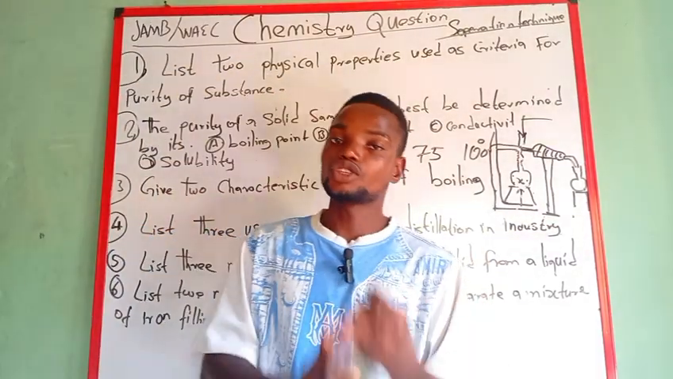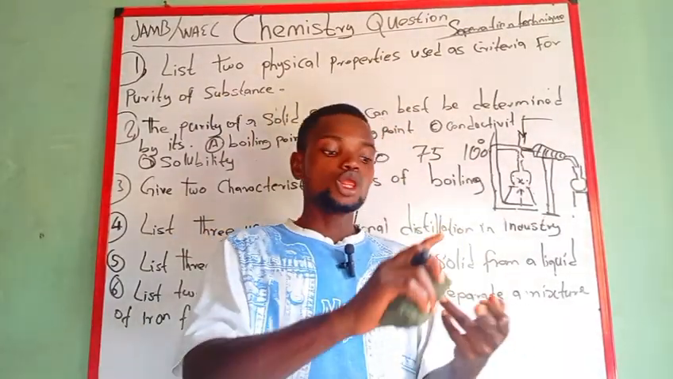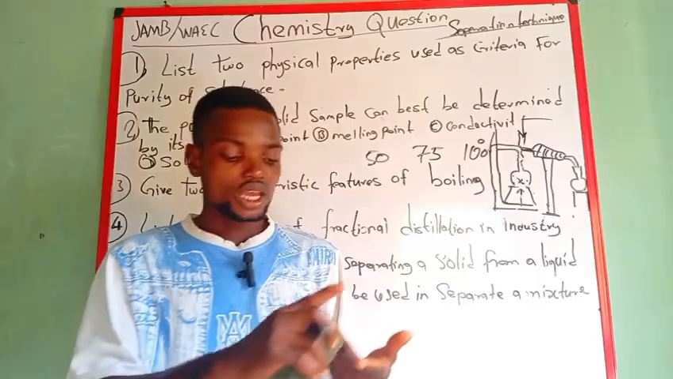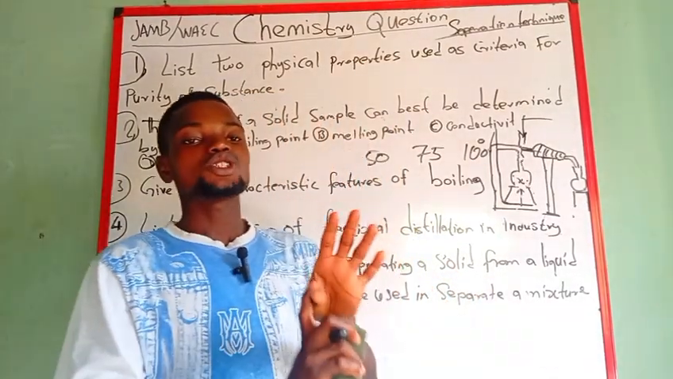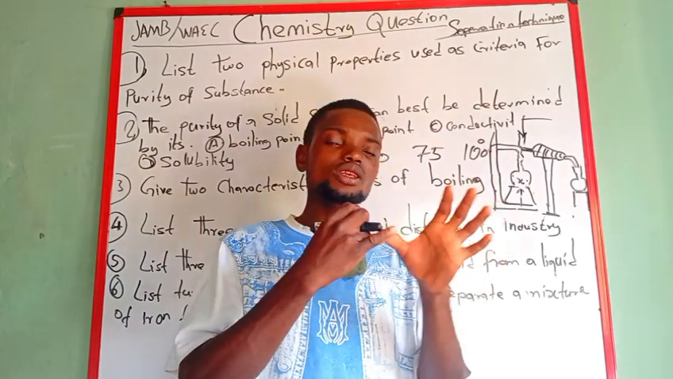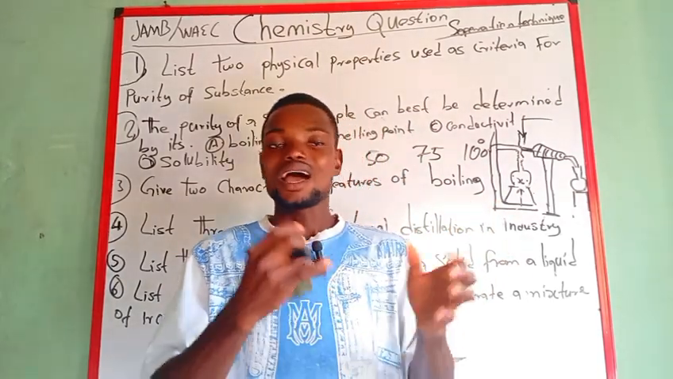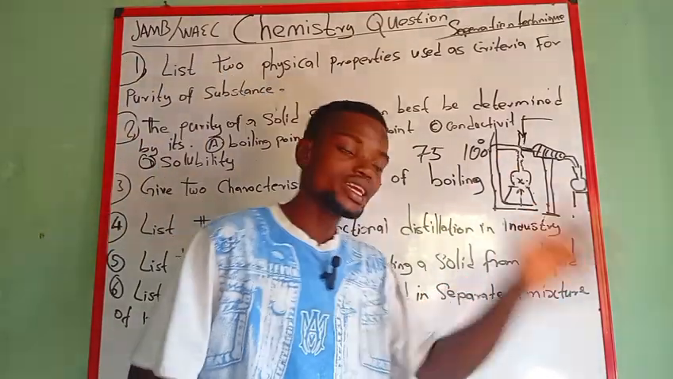Number one is through filtration. Number two is through evaporation to dryness. Number three is decantation. Number four, you can choose to use crystallization. You can choose to use fractional crystallization. You can choose to use simple precipitation, and so on and so forth for the separation of a solid from a liquid.